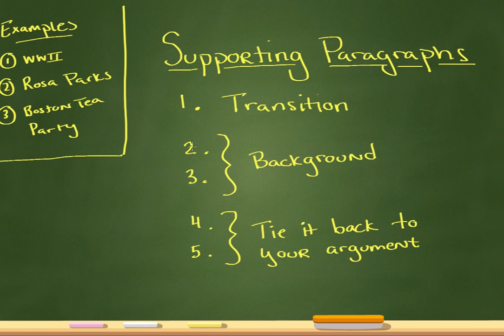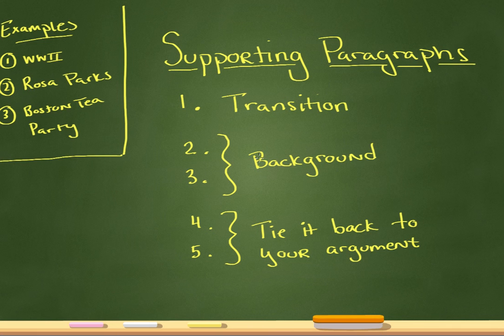Now sentences 2 and 3, maybe even 4, are background. So you're basically just describing what happened. For example, in World War II, I might talk about how Hitler made some rules that called for the extermination of Jews and to send them to concentration camps, right? Just give background that's relevant to the topic at hand. I don't want to just give any general background. I want the relevant facts, okay?